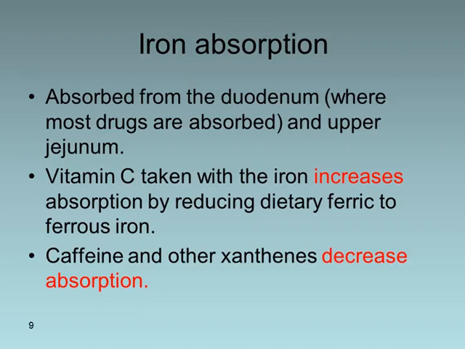What about iron absorption? The main site for absorption is the duodenum, where most of the drugs are absorbed, as well as from the upper jejunum. Vitamin C taken with the iron will increase its absorption by reducing dietary ferric to ferrous iron, while caffeine and other xanthine group decrease its absorption.